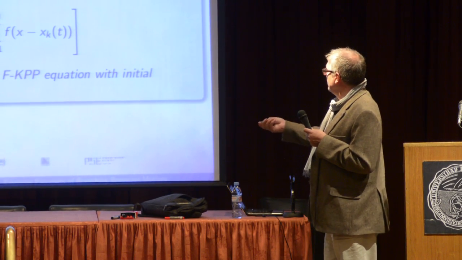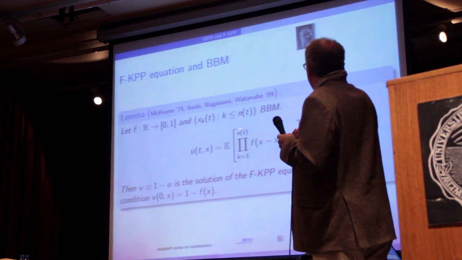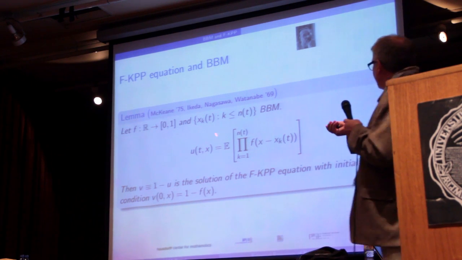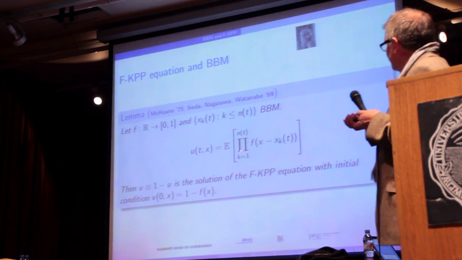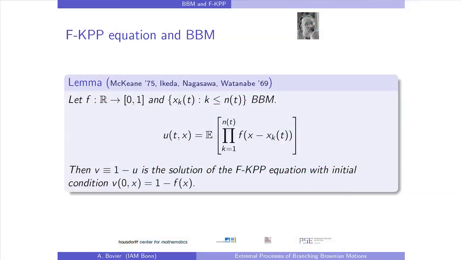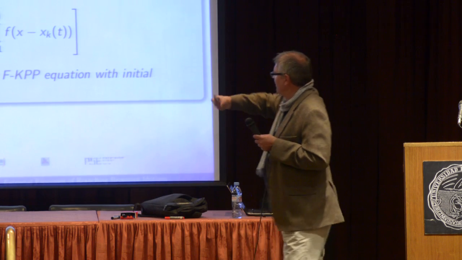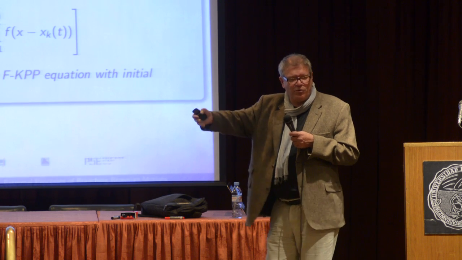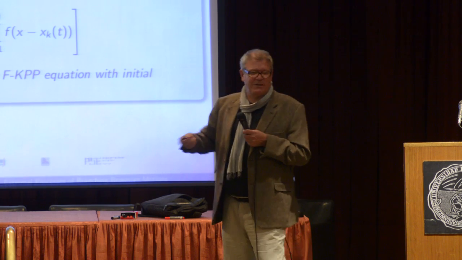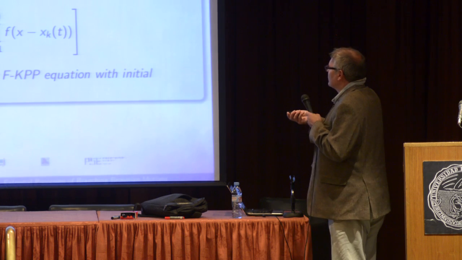So if you have this object, you take a certain function, you plug in x minus this stuff, take the product over all the points of the branching Brownian motion, take the expectation, you get u, and then 1 minus u will be a solution of the previous equation with initial conditions 1 minus f. There's always an annoying thing about these 1 minus things, because it depends on how you write the nonlinearity. So for u and 1 minus u, we solve essentially the same equation, but there's a slight change in sign at some point. That's why this looks a little bit like that.